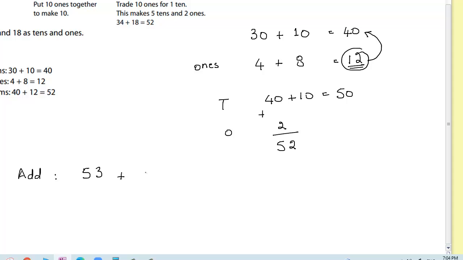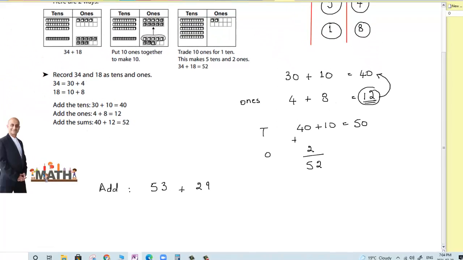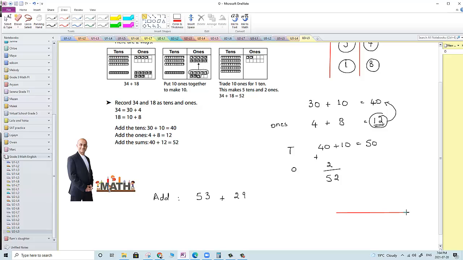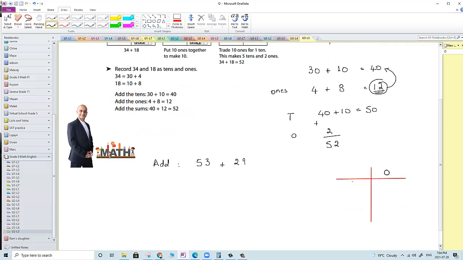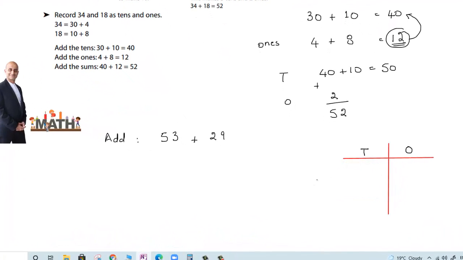Let's say we add 53 plus 29. Again, I can use a place value chart, and here I don't have hundreds, so I only need 2 columns, one for the ones and one for the tens. The first number, 53, is 3 ones and 5 tens. And the 29 means 9 ones and 2 tens.